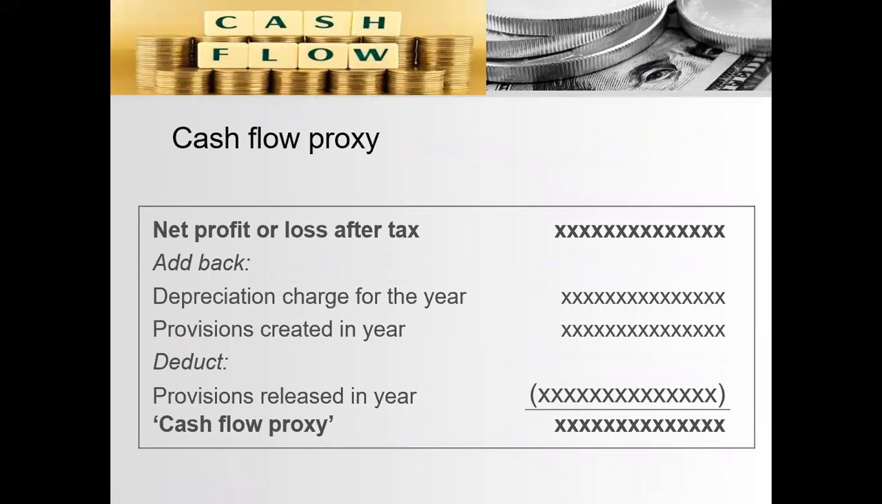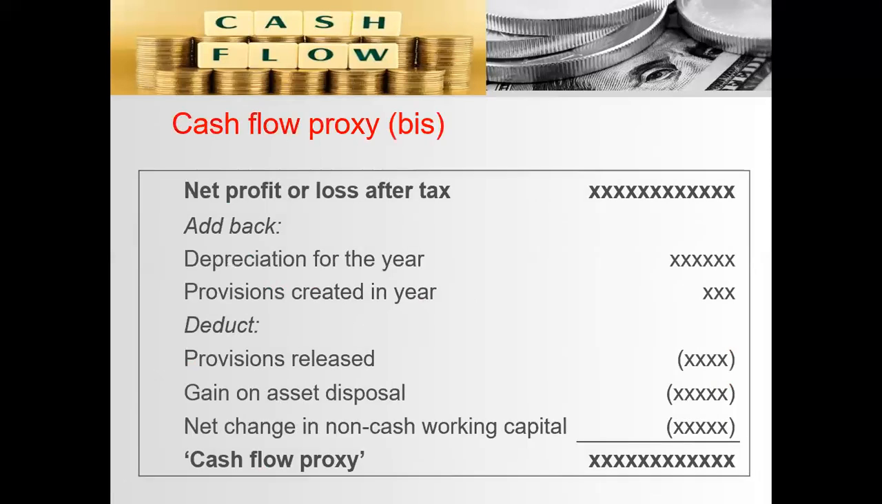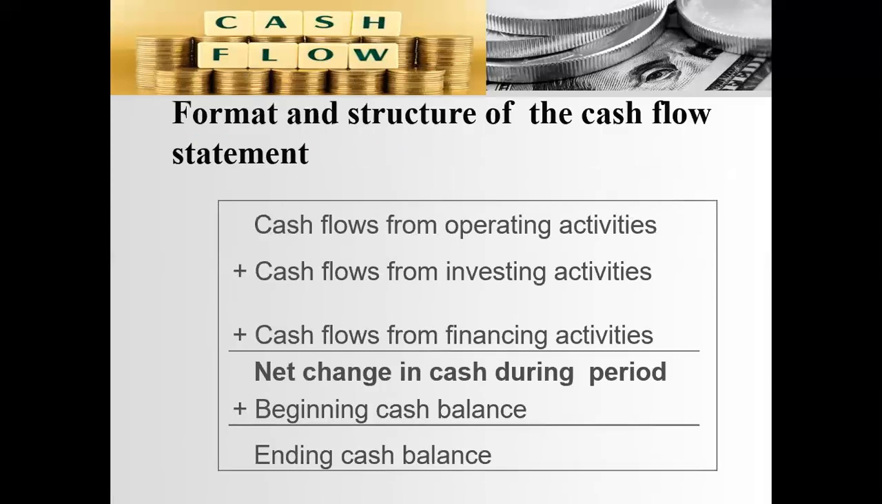So for the cash flow proxy, here we start with the net profit, add depreciation, add the provision created in the year, and then deduct the provision released in the same year. This is called the cash flow from operating. If I'm going to add the depreciation for the year, provision release, gain on assets, net change of non-cash items, so this is the cash flow from operating activities. Then cash flow from investing, and then cash flow from financing. So we have the net cash, and we are going to add the beginning cash and the ending cash.